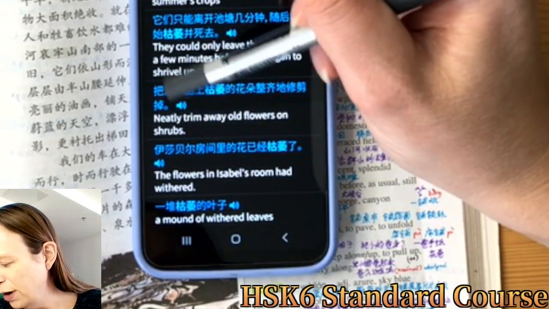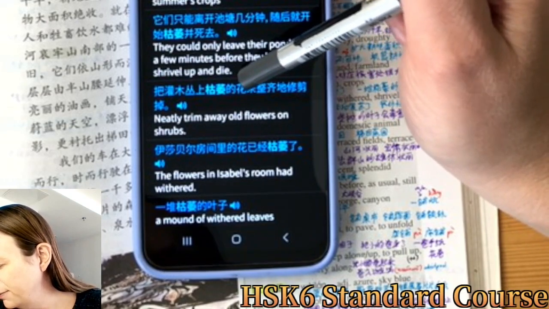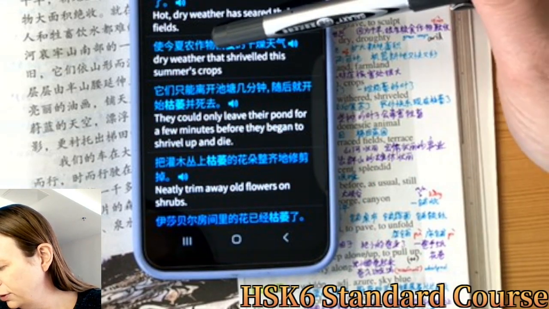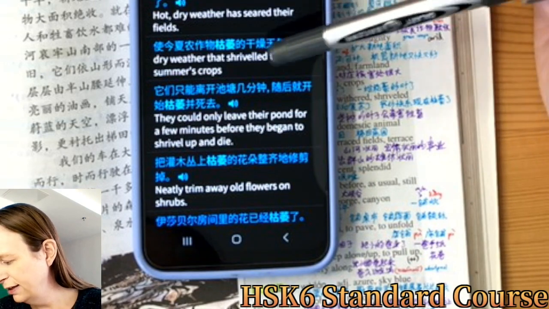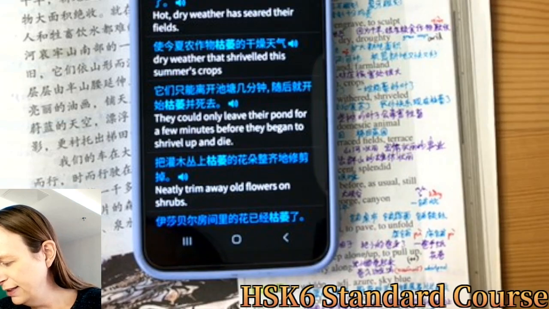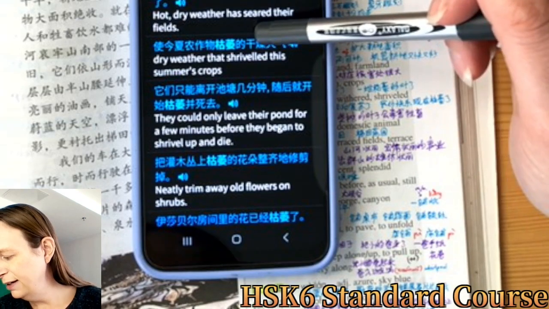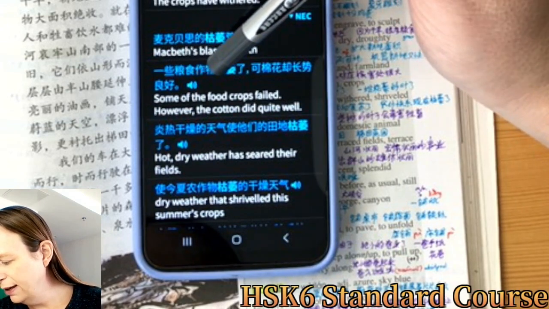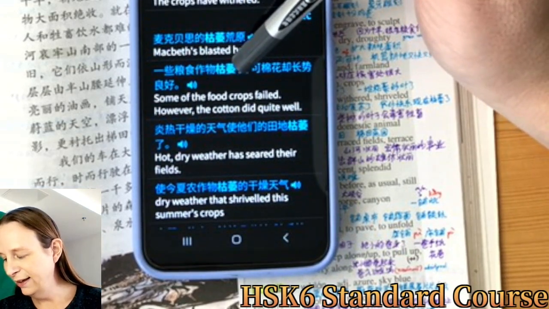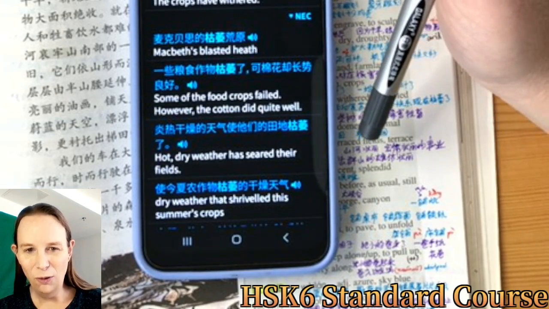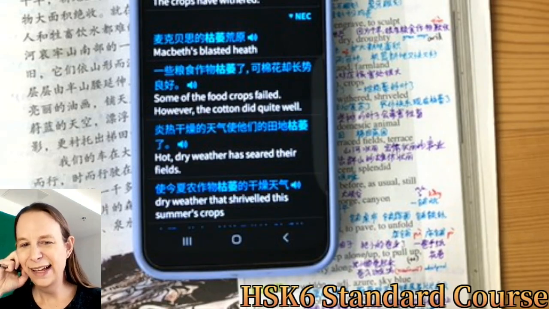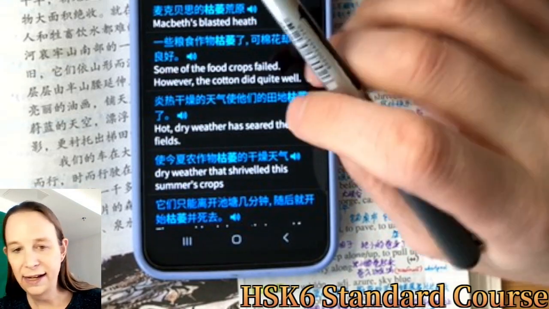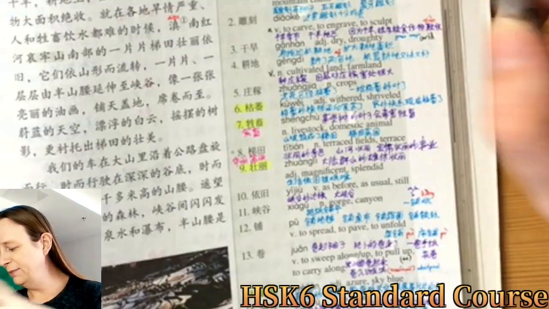拔灌木丛 shrubbery 上枯萎的花朵整齐的修剪掉. 枯萎的干燥天气. 学今夏农作物枯萎的干燥天气. 一些粮食作物枯萎了. That's got to be a verb, right? 红了起来. Yeah, you can use adjectives like that though. 和棉花却长势良好. 枯萎. It's an adjective for some reason.